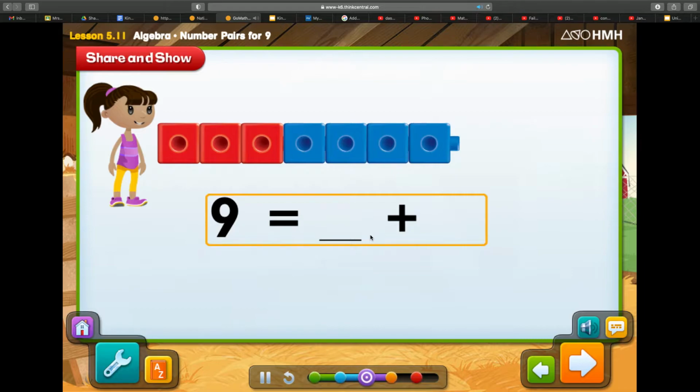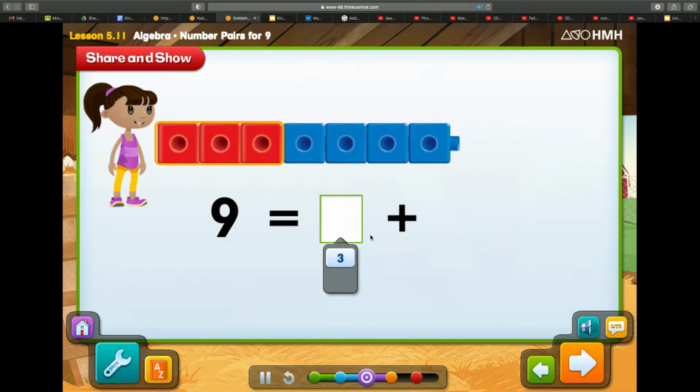Let's complete the addition sentence to show this number pair for 9. How many red cubes are in Rose's cube train? Select the number that shows how many red cubes Rose has. How many red cubes? There are 3. Good job! Rose has 3 red cubes.